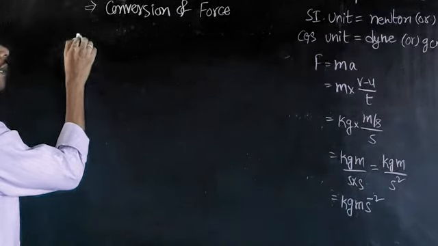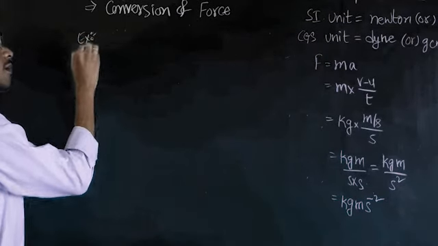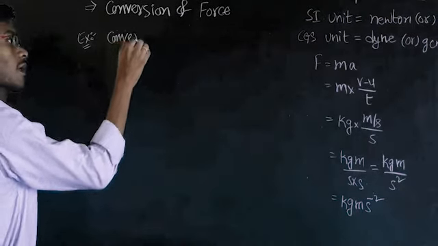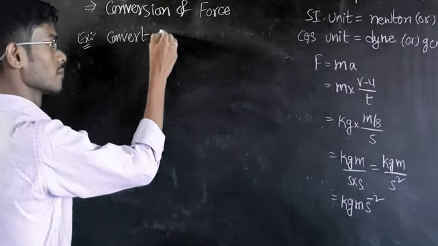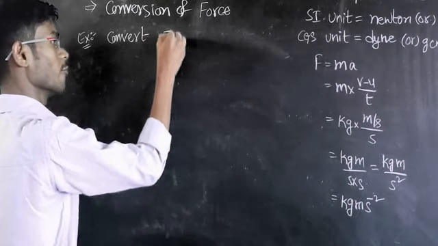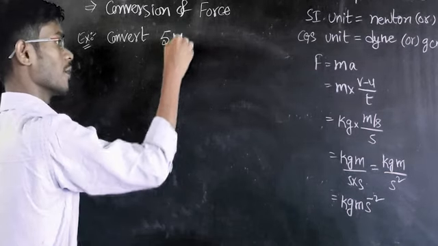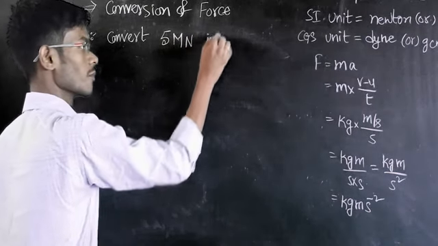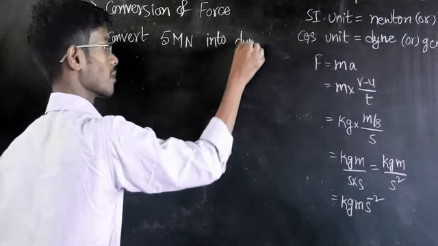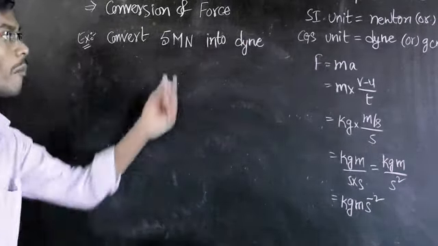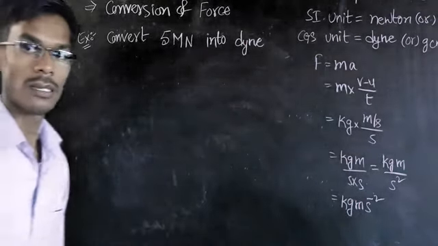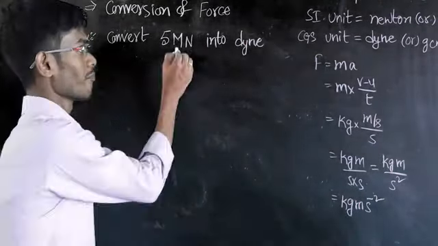Example: convert 5 mega newtons into dyne. So mega newton means, here mega means multiple, newton is in SI unit, right? Then dyne is the CGS unit of force. Now what we are doing, we are converting the SI unit of force to the CGS unit of force.